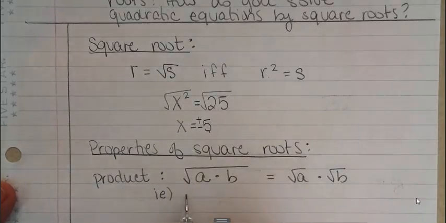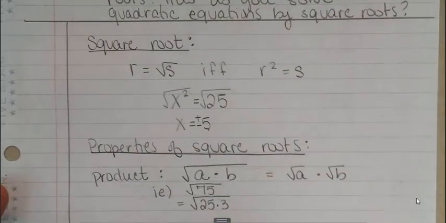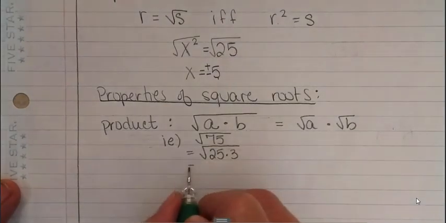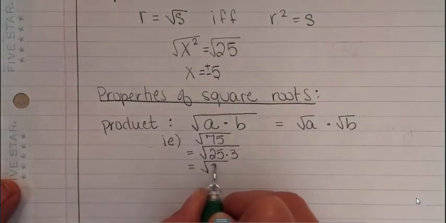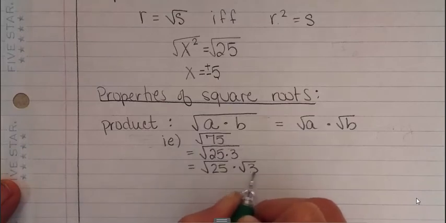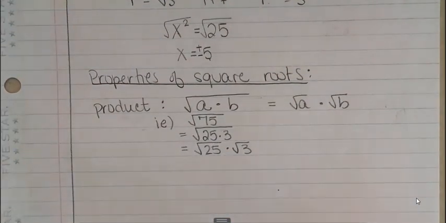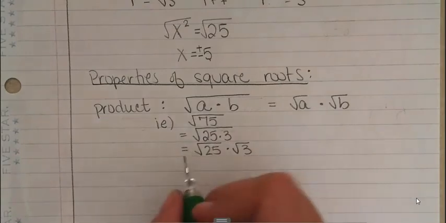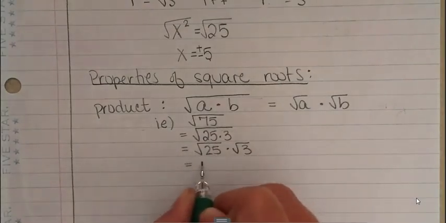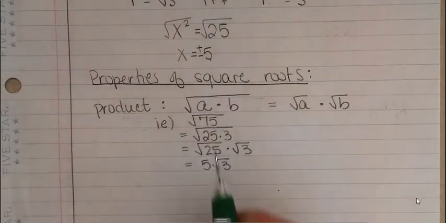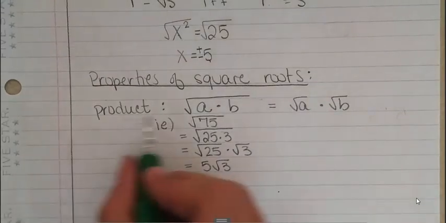If I, for example, had the square root of 75, well, the square root of 75 is really the same thing as the square root of 25 times 3. So I can break that up. This is really the square root of 25 times the square root of 3, and this gives you a better way of handling it. I know that we reviewed this in geometry. The square root of 25 is 5, so the square root of 75 is really 5 root 3. So that's when you have a product.